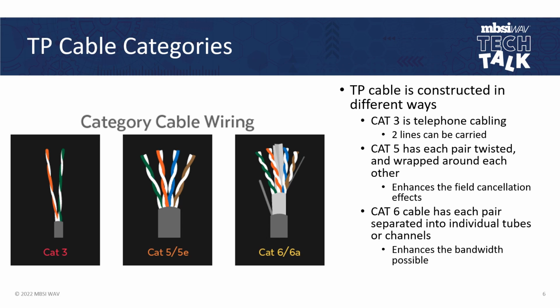Now we get to Cat 6. Lots of times there's a bit of confusion between Cat 5 and Cat 6, but essentially the difference between Cat 6 and Cat 5 is that in Cat 6 each pair is separated in the cable into its own tube, or it's divided. And so the pairs are held apart, reducing again the crosstalk, the interference between the pairs, and in fact enhancing the speed that we're able to send the data down the pairs.